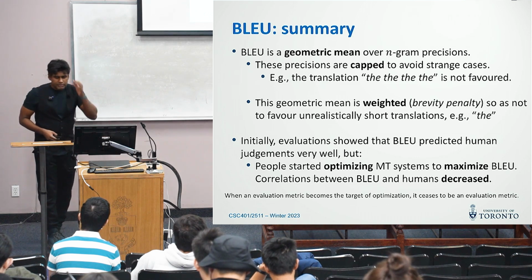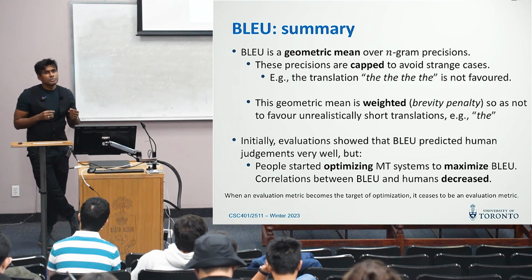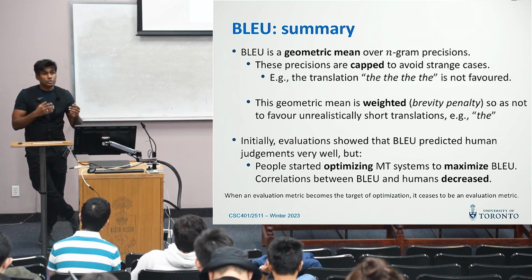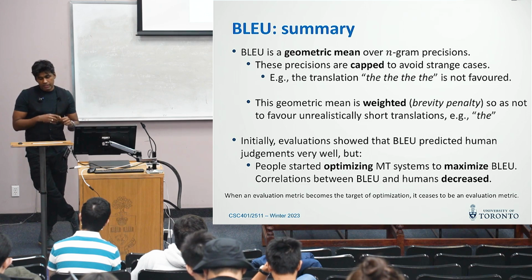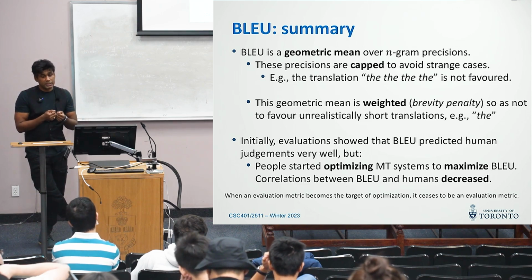So in summary, BLEU is a geometric mean over n-gram precisions, and these precisions are capped to avoid strange degenerate cases. And it's also weighted by the conciseness of the translation. We impose a brevity penalty if it's too short.